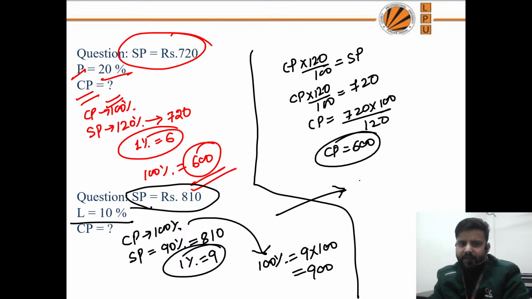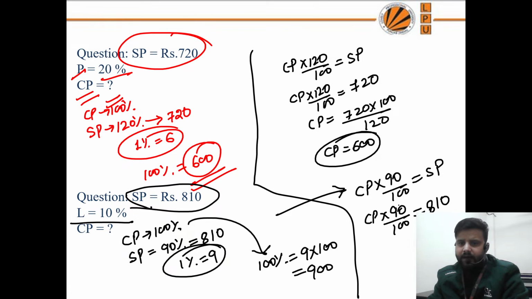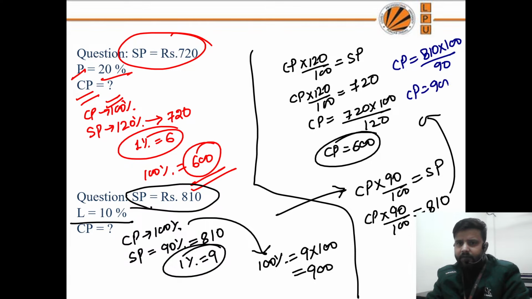This question with the same method, you will write CP into, loss is there, so I'll write here 90 by 100, which is equal to your SP. So CP into 90 divided by 100. SP is given in the question, which is 810. So if we solve it here, CP is equal to 810 multiplied by 100 divided by 90. So finally CP is equal to 900 for the second question with method 2.